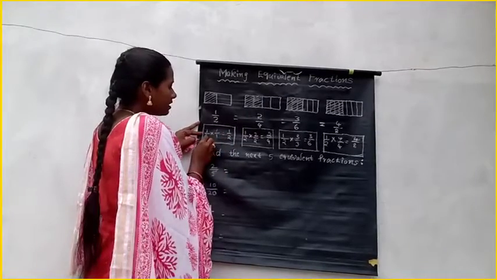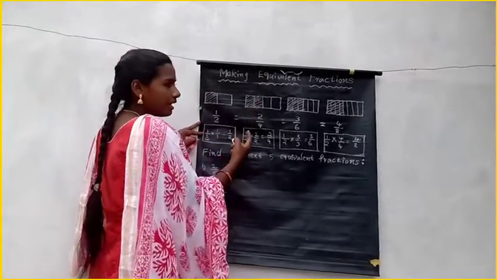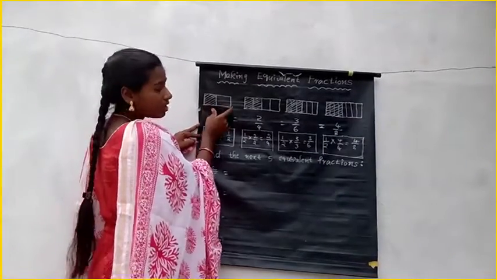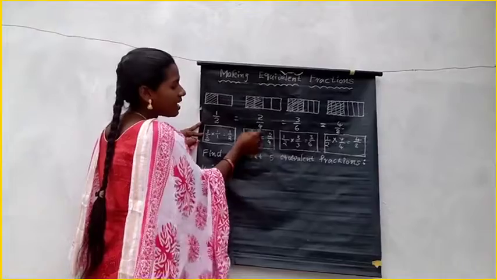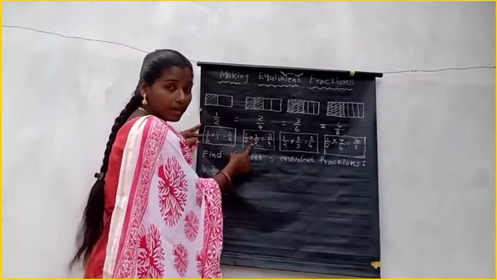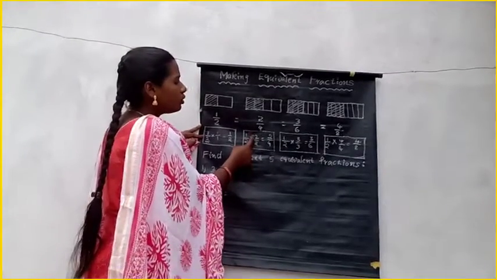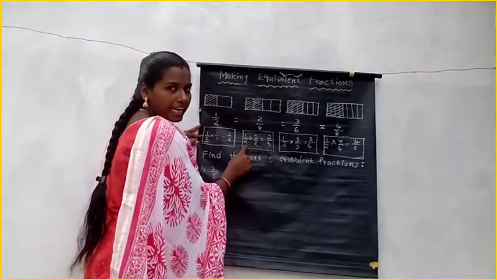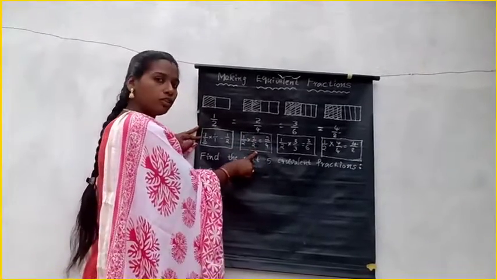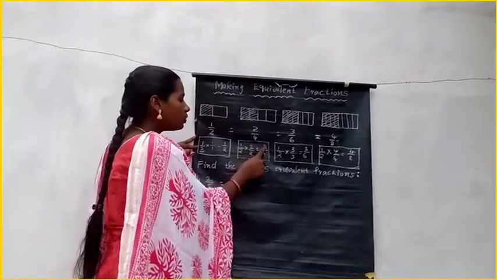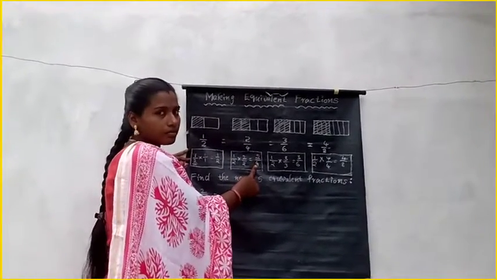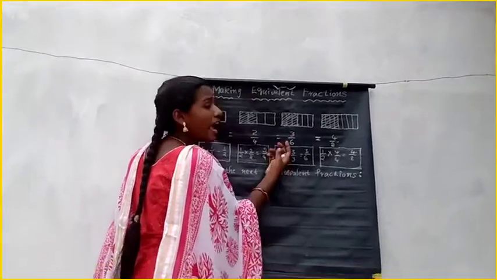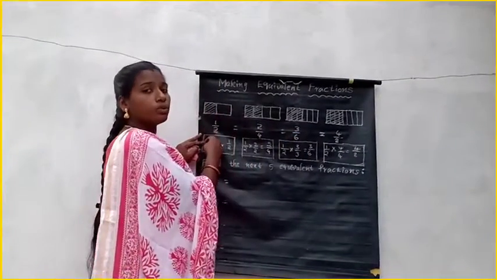Coming to the second case, this 1 by 2 is multiplied with the same number in the numerator and denominator, 2 and 2. The numerator is multiplied by 2 and the denominator is also multiplied by 2. So 1 2s are 2, 2 2s are 4. Okay? Next, 3 by 6 is also an equivalent fraction of 1 by 2.